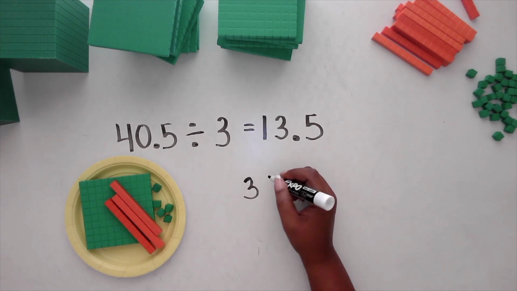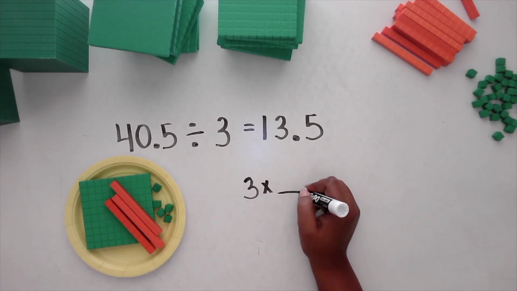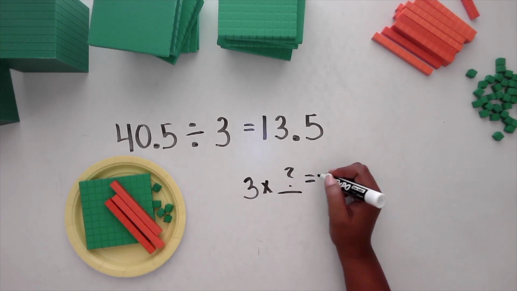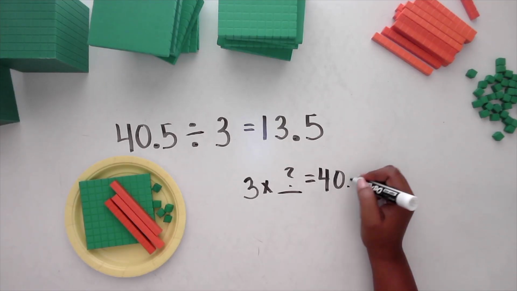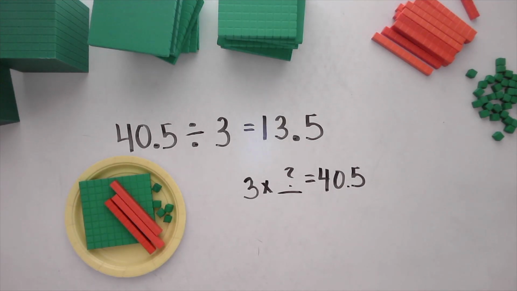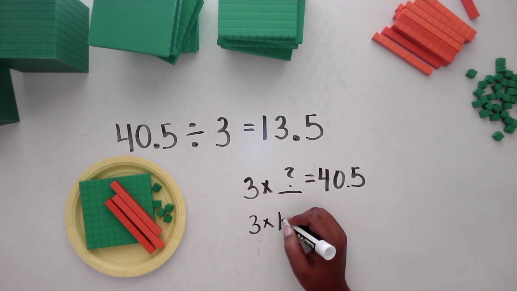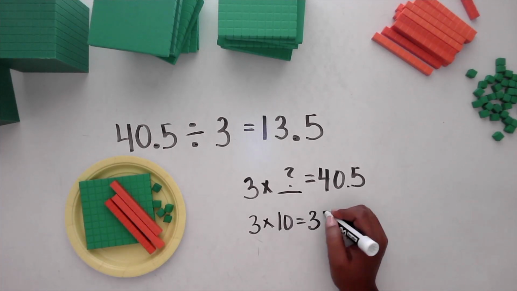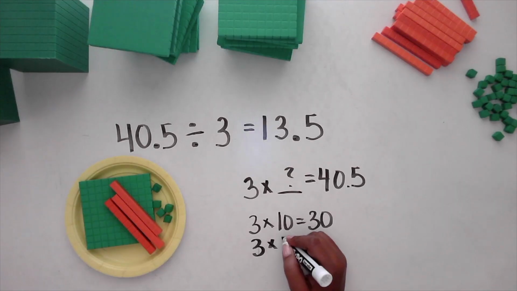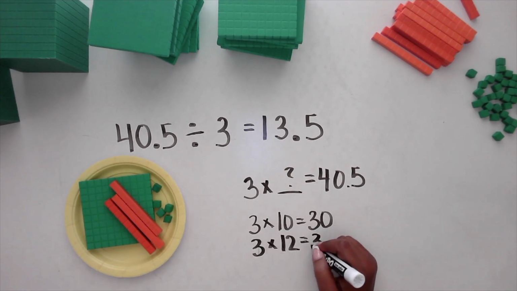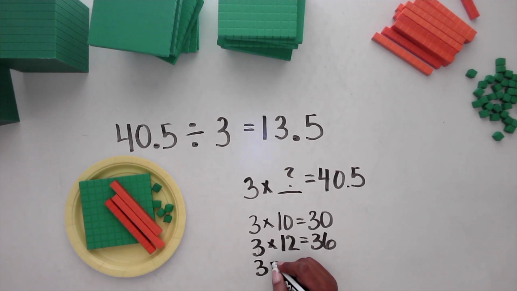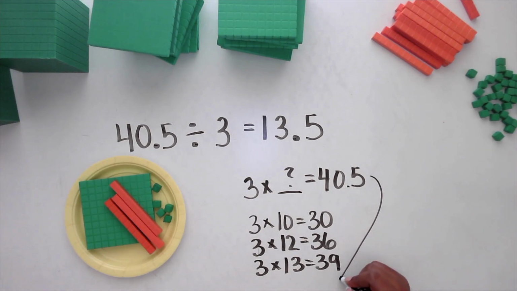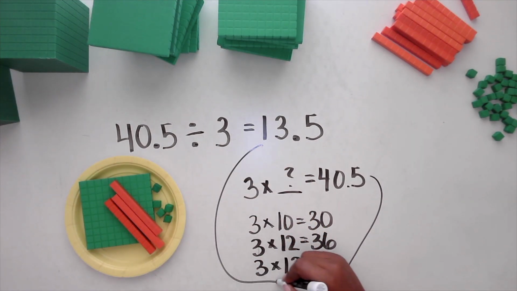Once students see the amount in each group, they can use estimation to confirm that the answer makes sense. 3 times 10 is 30. 3 times 12 is 36. 3 times 13 is 39. So 13 5/10 fits right where we expect it to.